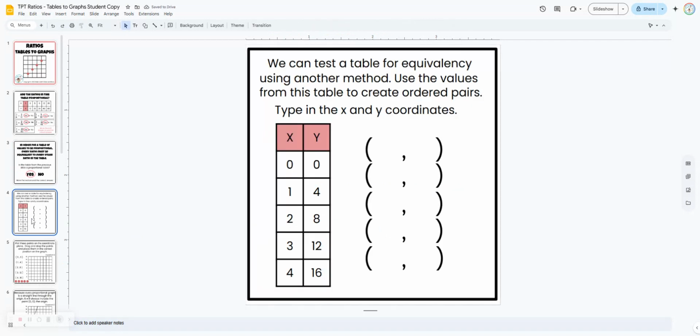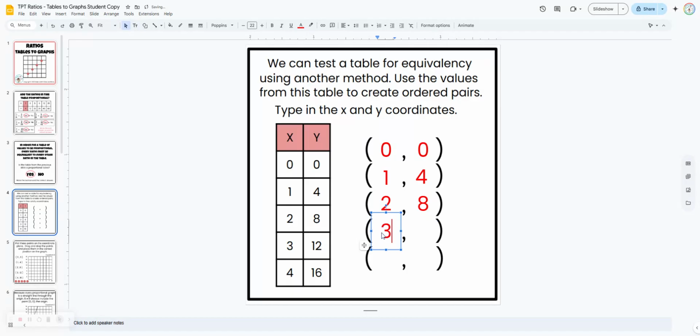Now, the next slide, students are going to be taking the values from this table, the x and the y values, and they're going to be creating ordered pairs that they can plot on the coordinate plane. So here they have 0, 0. The x-coordinate comes first, the y-coordinate second. 1, 4. And these are pretty simple, but it just reinforces for the students how this is done. 3, 12, 4, 16. So they're going to type those in.